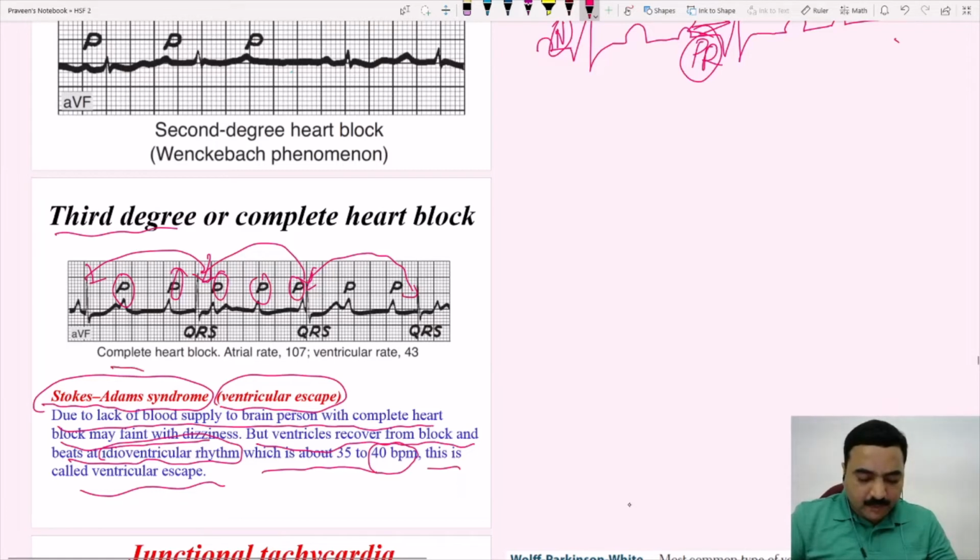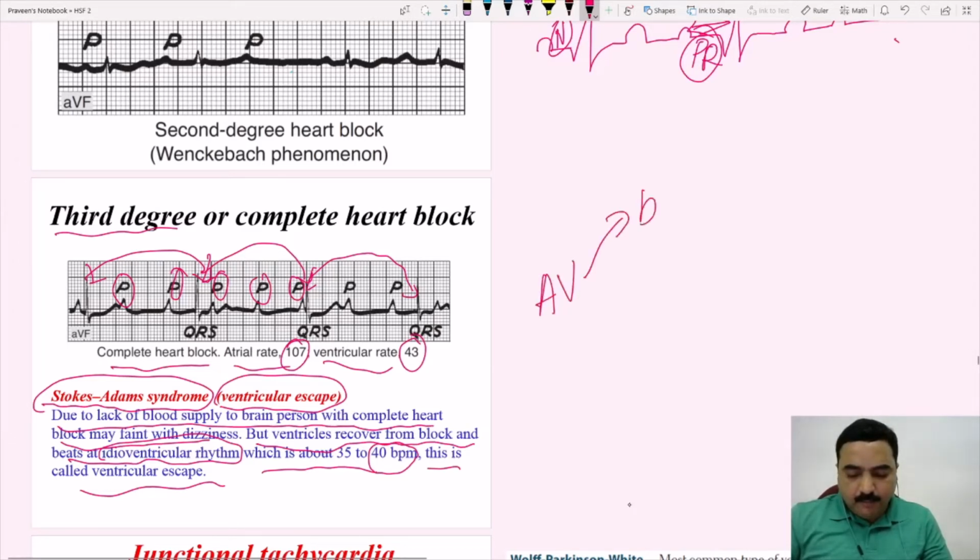So you can see there is a complete heart block. Atrial rate is around 100 and ventricular rate is around 40s. Normally below 40, so in the range of 40 you will get it. So that is what happens in the complete heart block. Good. Okay, so the AV node problems are two types. One is the blocks.